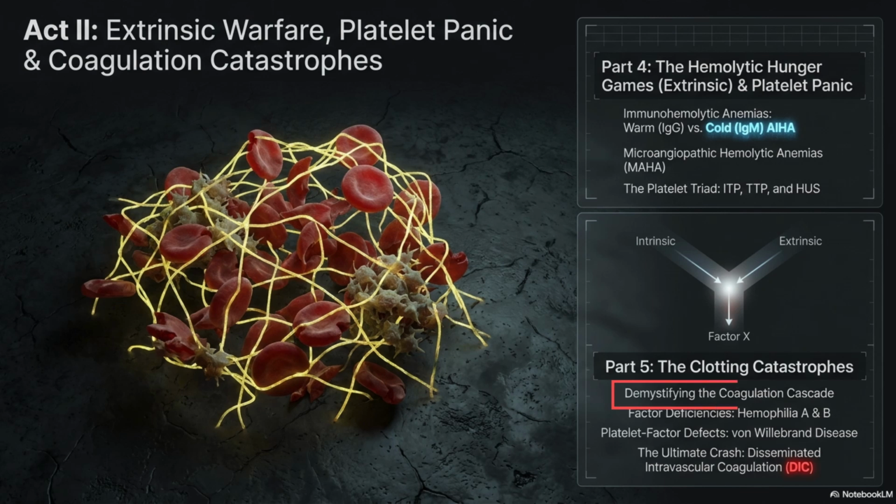Then we reach the grand finale in part 5, the clotting catastrophes. We will be demystifying the coagulation cascade, looking at the convergence of the intrinsic and extrinsic pathways at factor 10. We will cover factor deficiencies like hemophilia A and B and platelet factor defects like von Willebrand disease. Finally, we will cover the ultimate crash, disseminated intravascular coagulation (DIC).